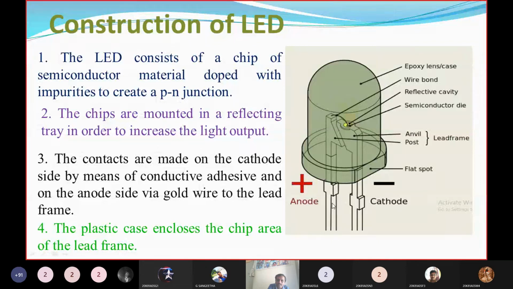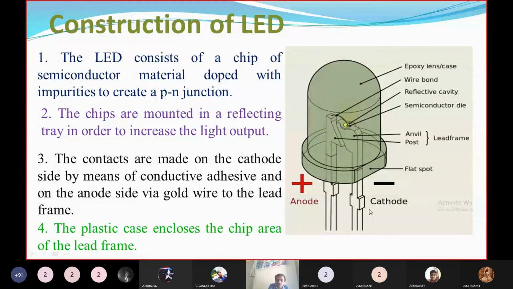So this is the lead frame. The total chip will be fixed on this lead frame. One side of the lead frame has the anode connected, and the other side has the cathode connected. The cathode is prepared using conductive adhesive material, and the anode is prepared using a small gold wire.